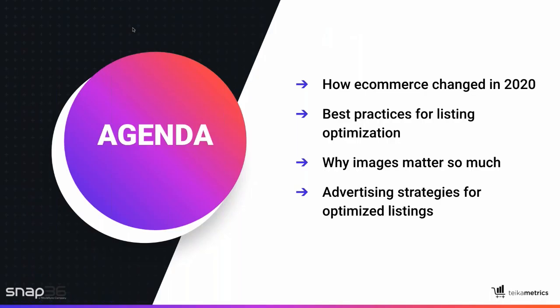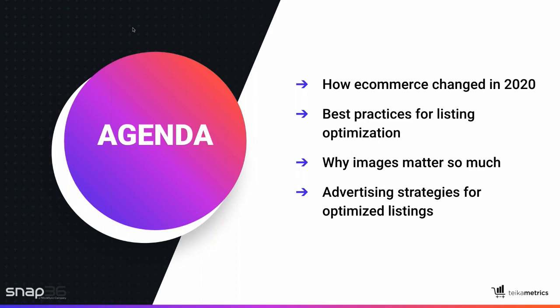So I'll go through the agenda very quickly. Here's what we're going to cover. We're going to boil it down to 4 main themes. How e-commerce has changed in 2020 and into 2021. Definitely a good time to revisit best practices for listing optimization. This isn't going to bore you. We're going to make this interactive, and note a lot has changed even in just a few months.